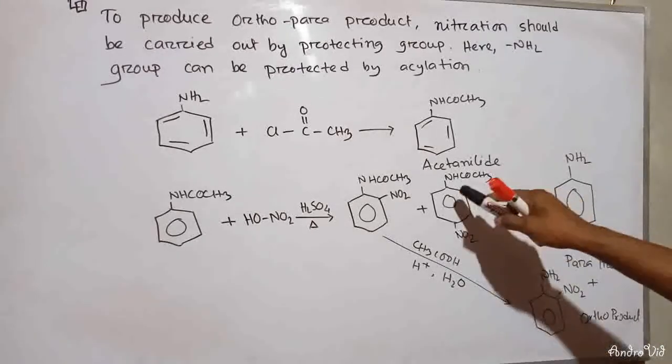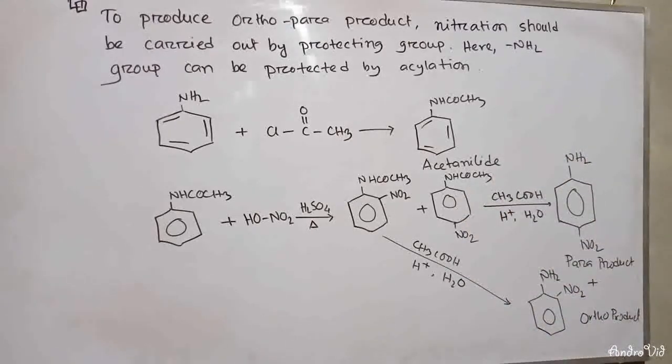In this way, from this product they produce a para product, and from this product they produce an ortho product. So this is the way to produce ortho para product during the nitration of the NH2 group. Okay, so if you carry out the reaction directly, a meta product will be produced, and if you want to produce ortho para product, you must carry out the reaction by protection.